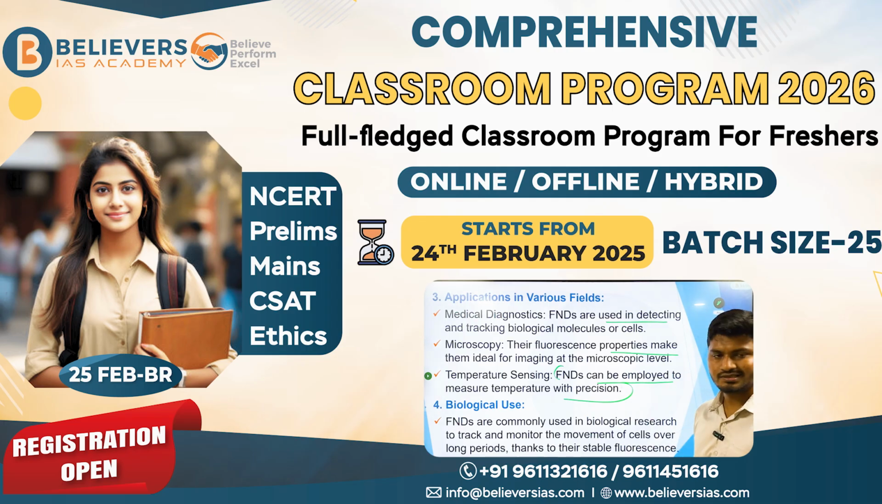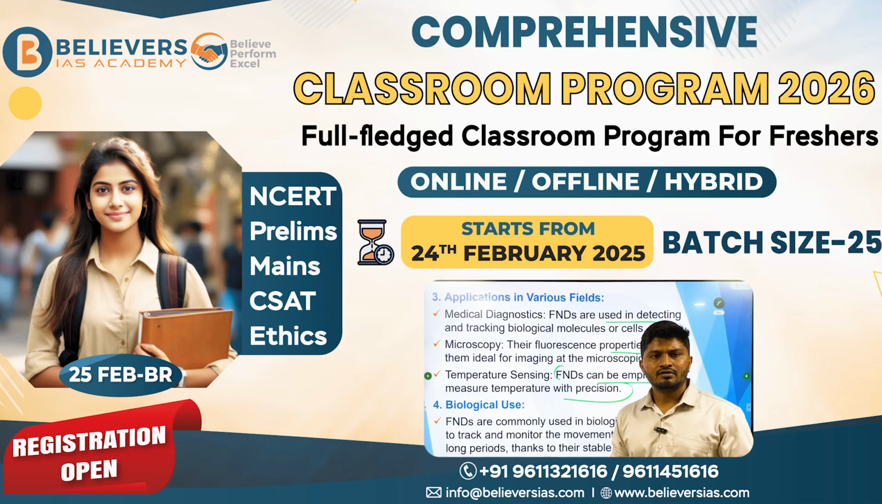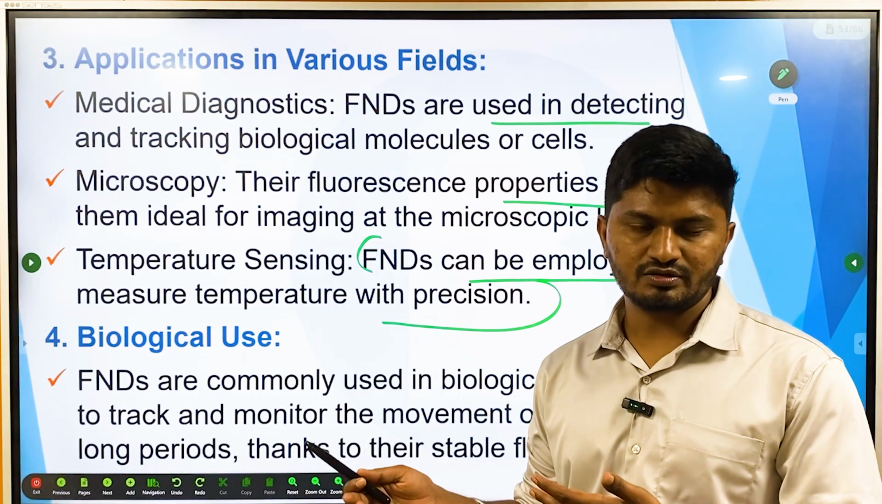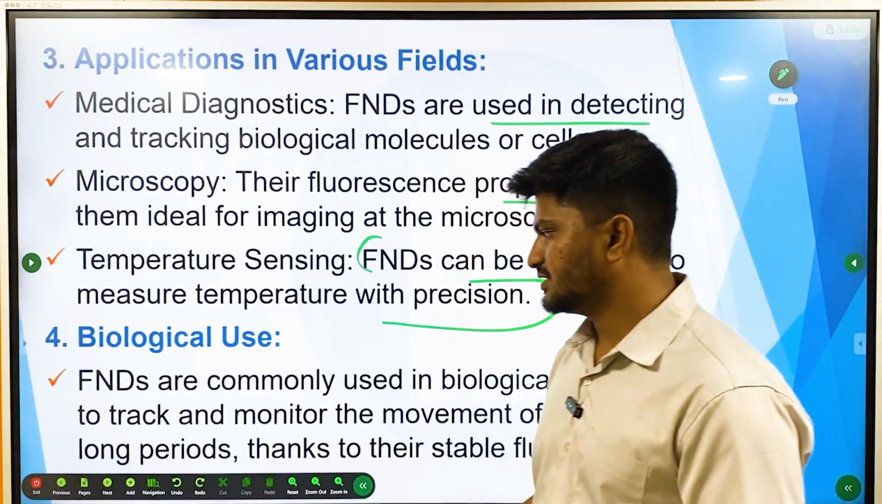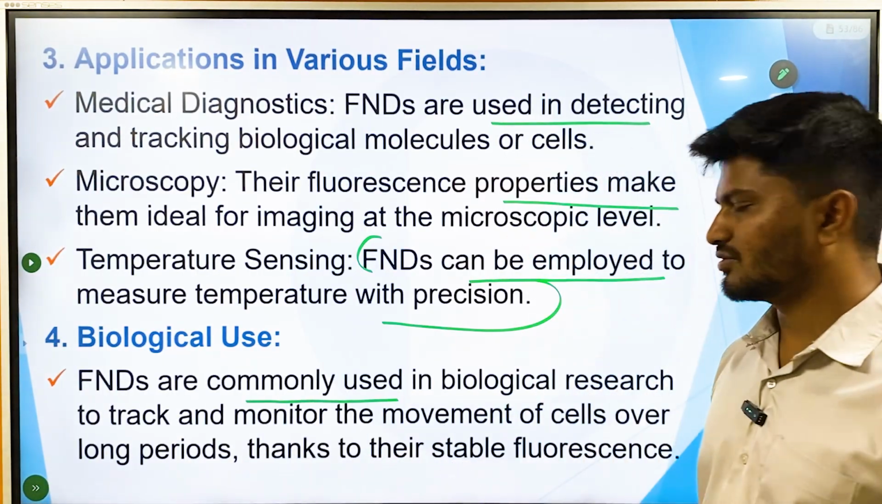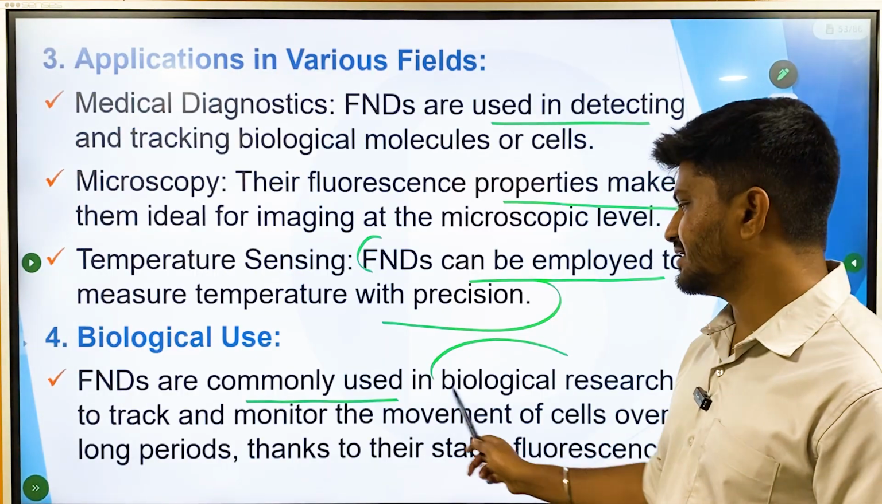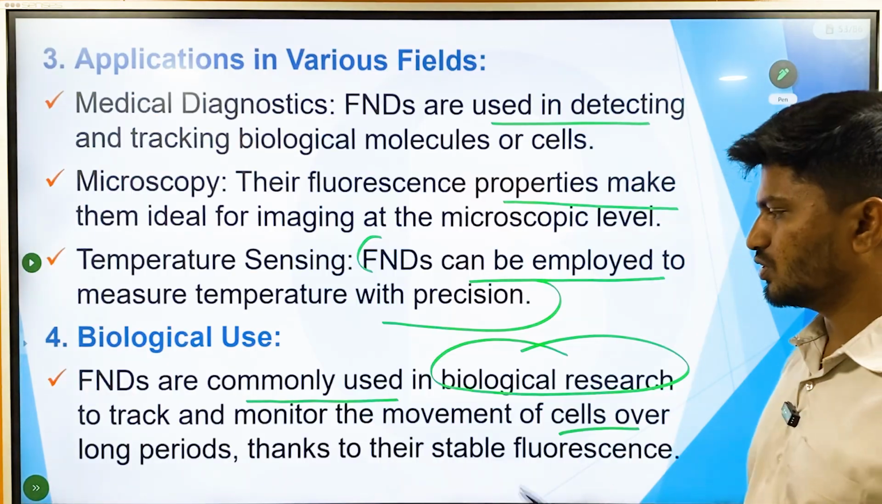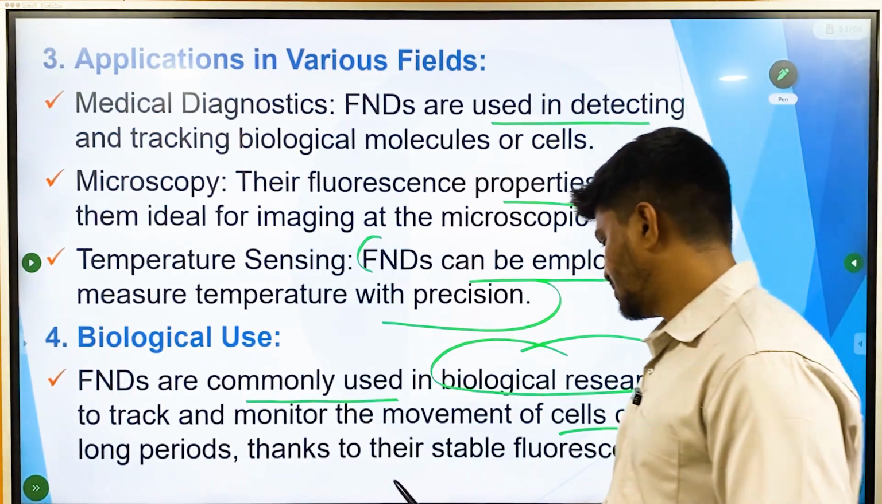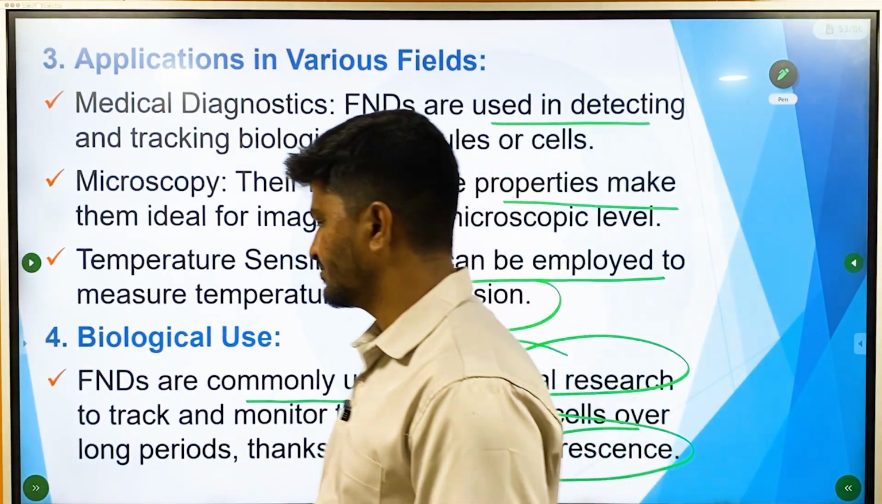Very important applications. There can easily be a question on fluorescent nanodiamonds and its applications, there can be 5 applications, and the question will be how many of the above applications are possible from FNDs. 1 only, 2 only, 3 only, 4 only, that kind of questions. And they are also used in biological research, that is FNDs are commonly used to track and monitor the movement of cells over long periods thanks to their stable fluorescence.